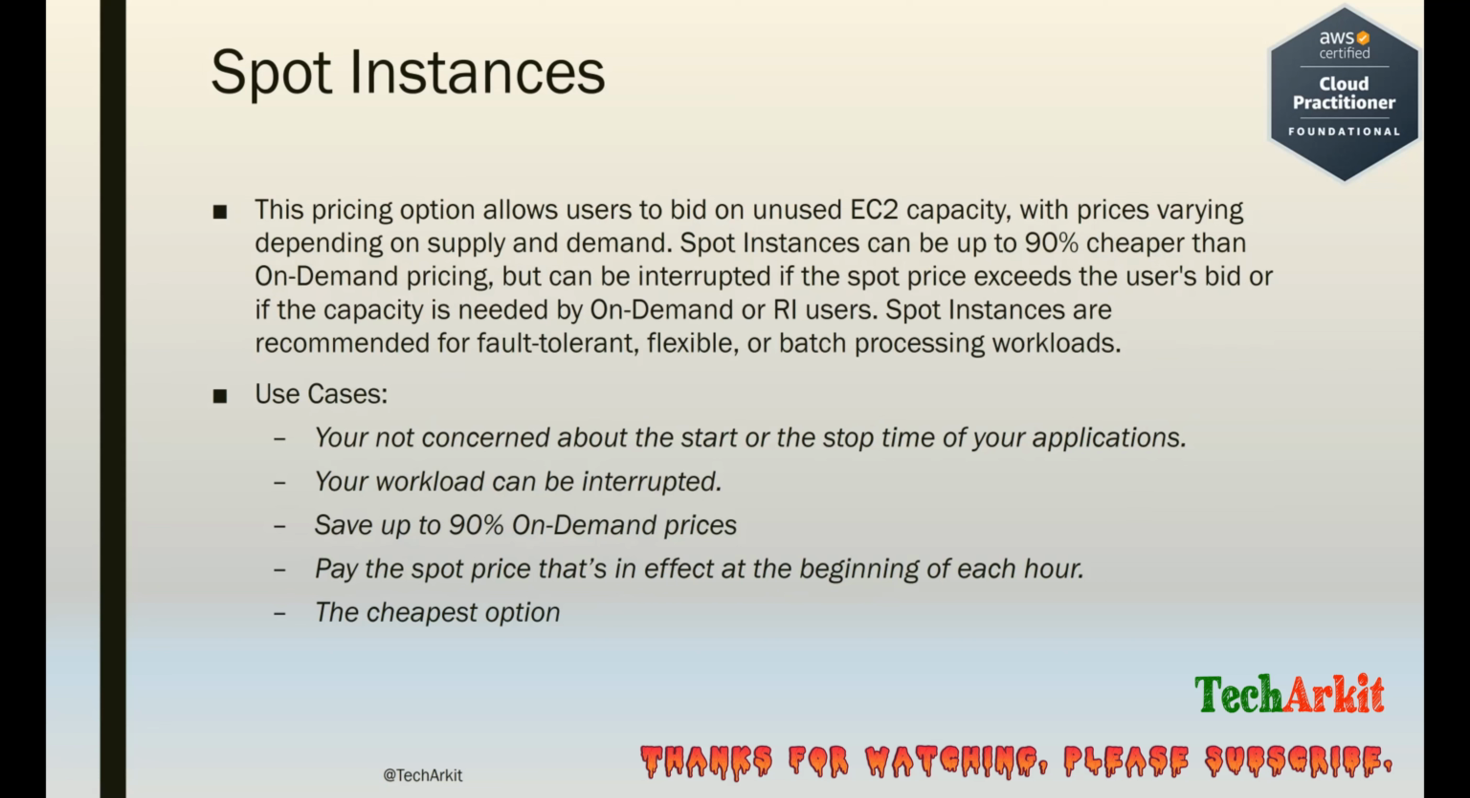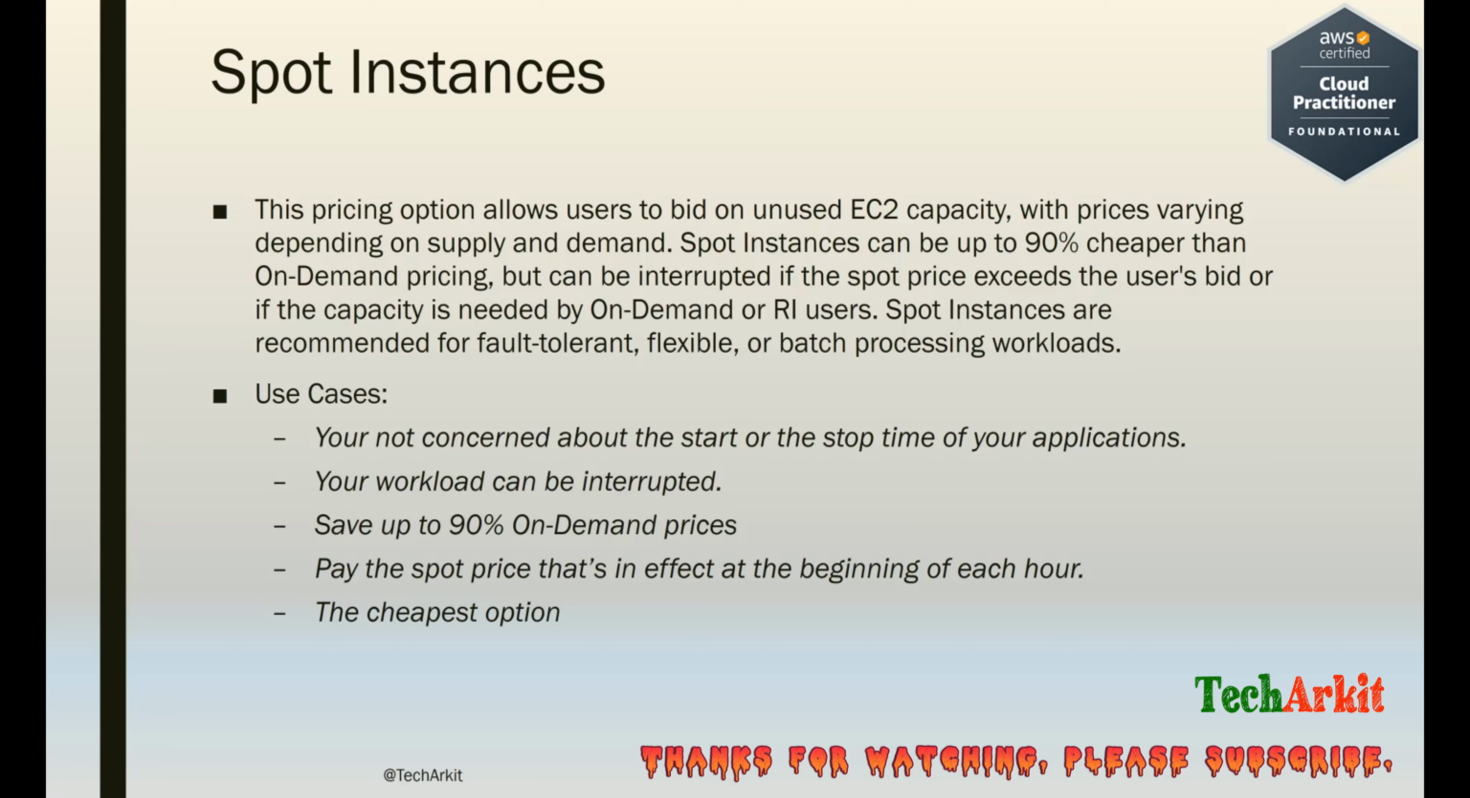So there is also the spot instances pricing model. This pricing option allows users to bid on unused EC2 instance capacity. So there are some unused EC2 instances, and you can bid for them, just like you put in a bid, with prices varying depending on supply and demand. So if there is more demand, the bid goes up. If there is no demand for them, the price might go low.